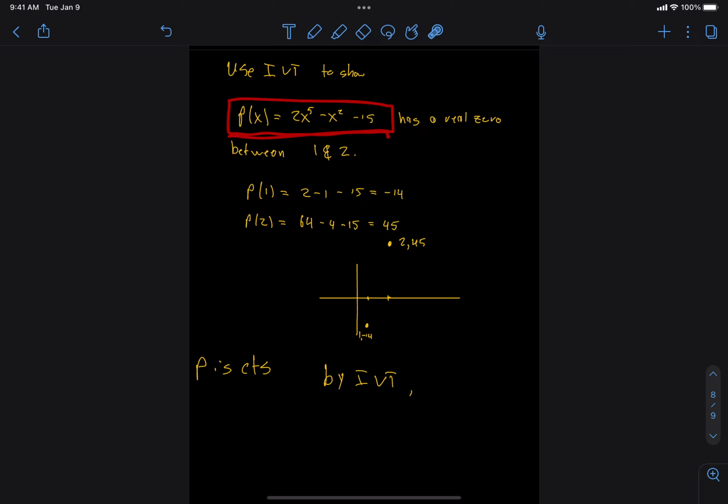What kind of function is p of x? Is it a quadratic? No, it's like one of those bigger ones, right? I guess technically the word is quintic. But what kind of function is a quintic and a quadratic and a cubic? They all fall under a class of functions called polynomials. In fact, it even starts with a p. Okay, so p is continuous because p is a polynomial.